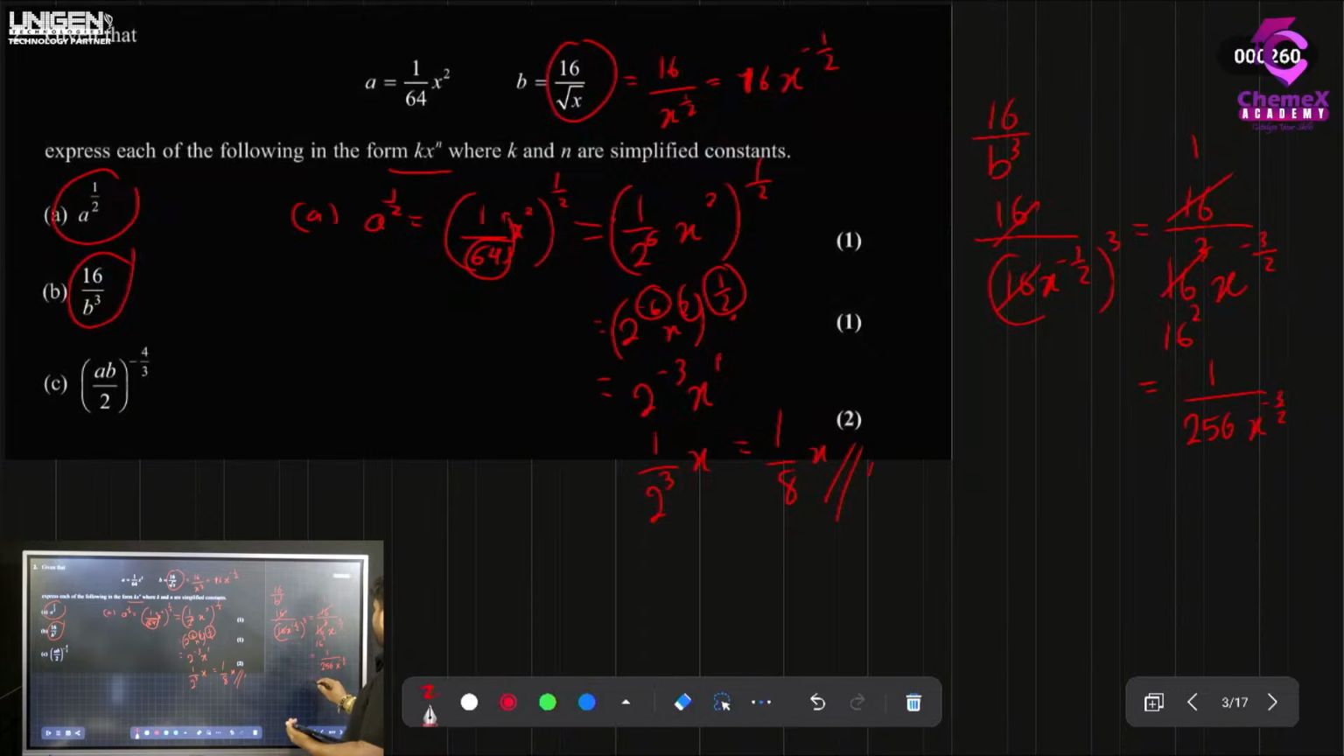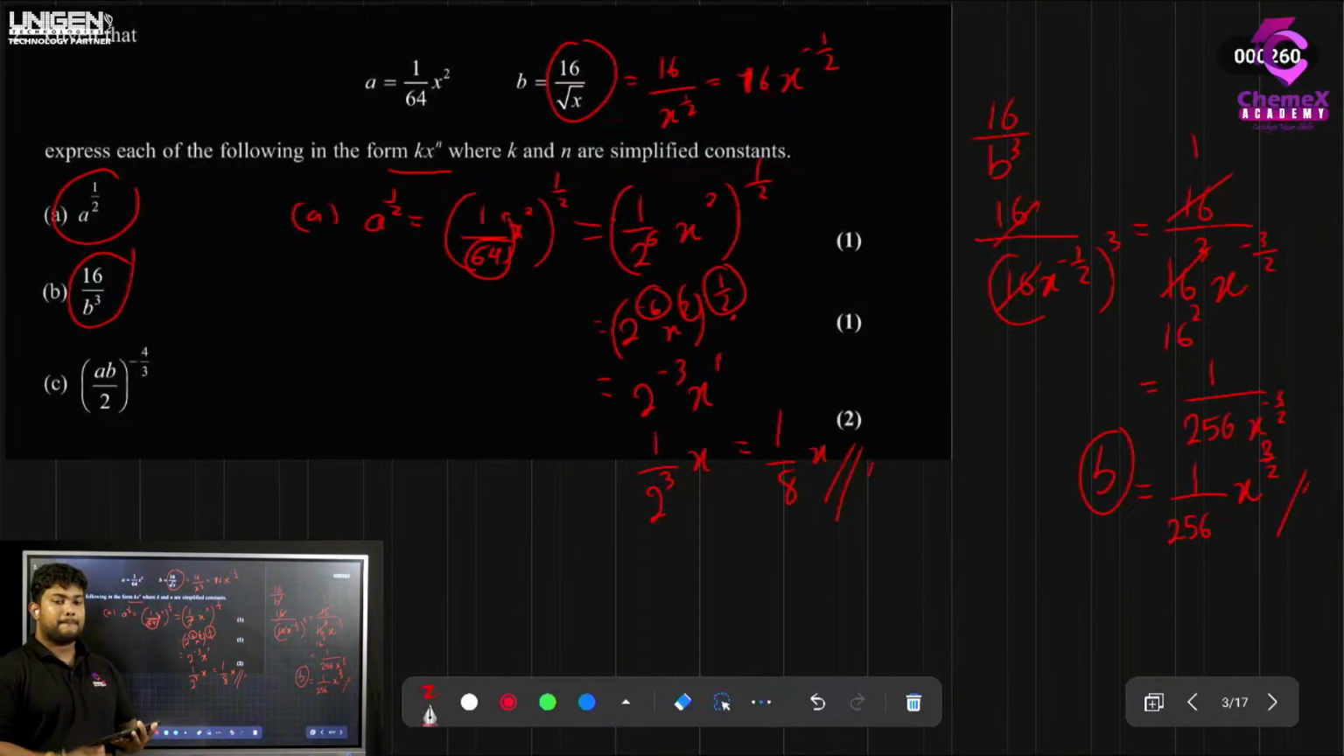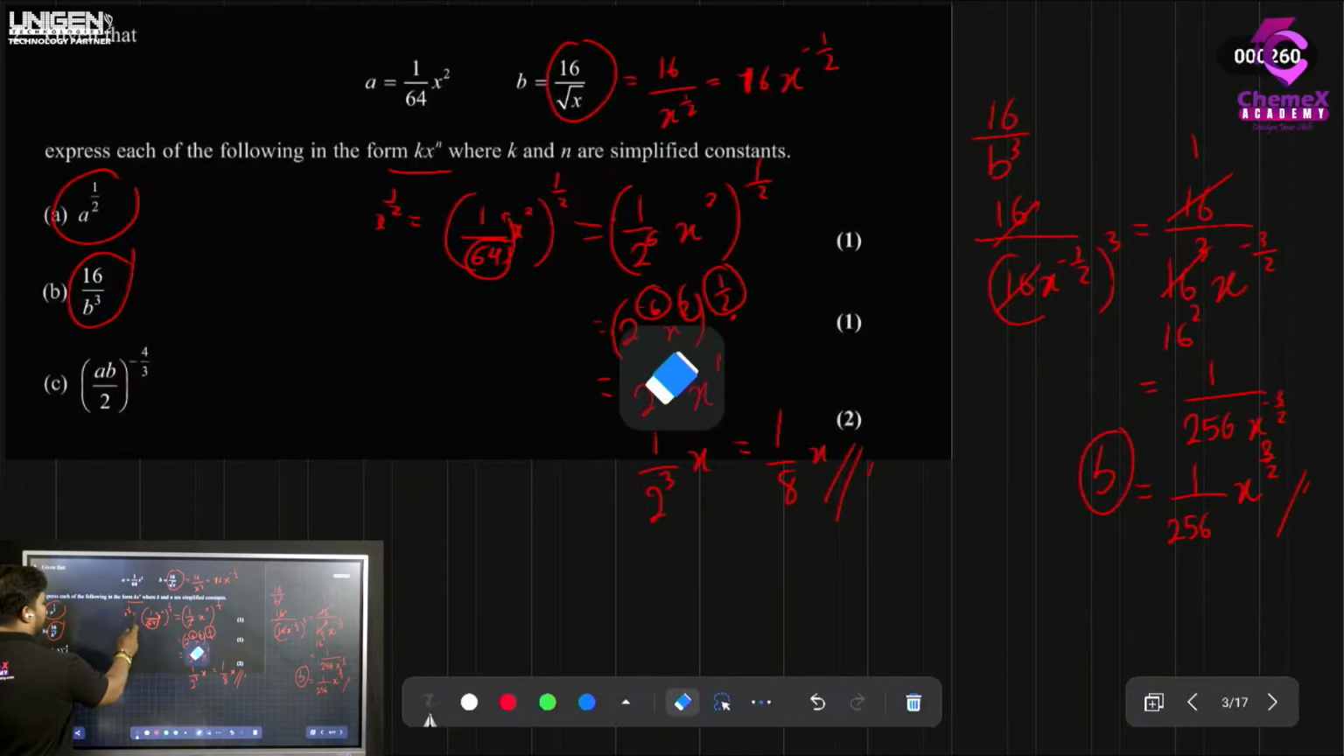If you want, you can write it again: 1 over 256 x to the power positive 3 over 2. Now got it or not? So that's the B answer. Any questions with that? Okay. So let's go for the C part.